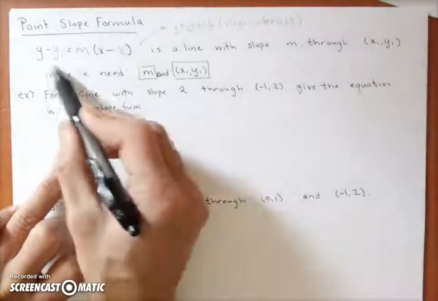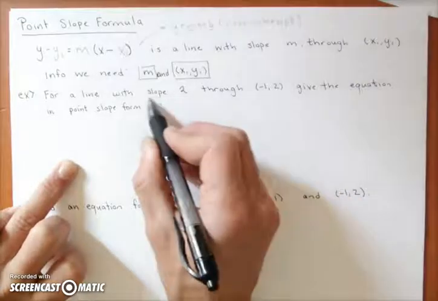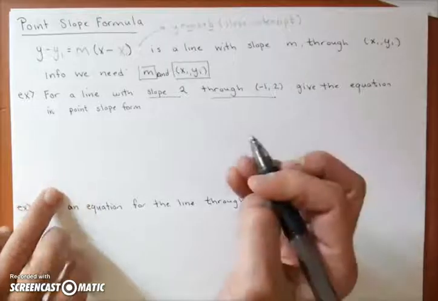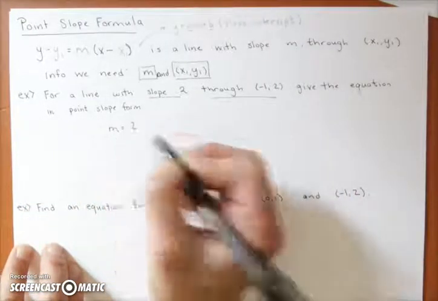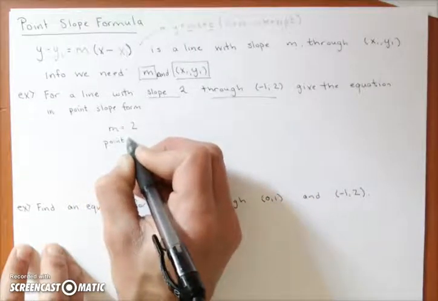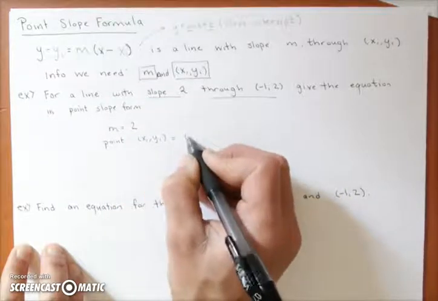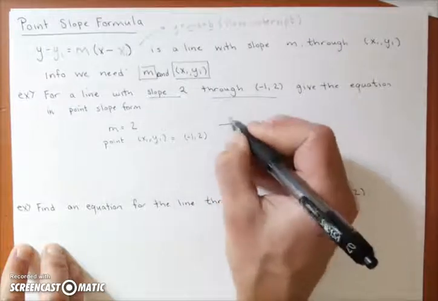So if we want to use the point-slope formula to express a line with slope 2 through the point -1, 2, then first I can write that m equals 2, and the point, which is x1, y1, equals -1, 2. So now I just plug in.